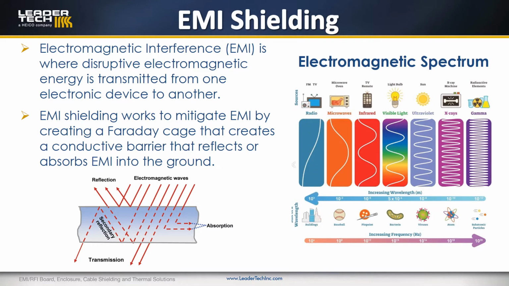The goal of EMI shielding is to mitigate this interference by creating a Faraday cage around the affected component. The total reduction in the signal is a combination of reflection loss within the Faraday cage and absorption loss actually within the material of the shield or cage itself.